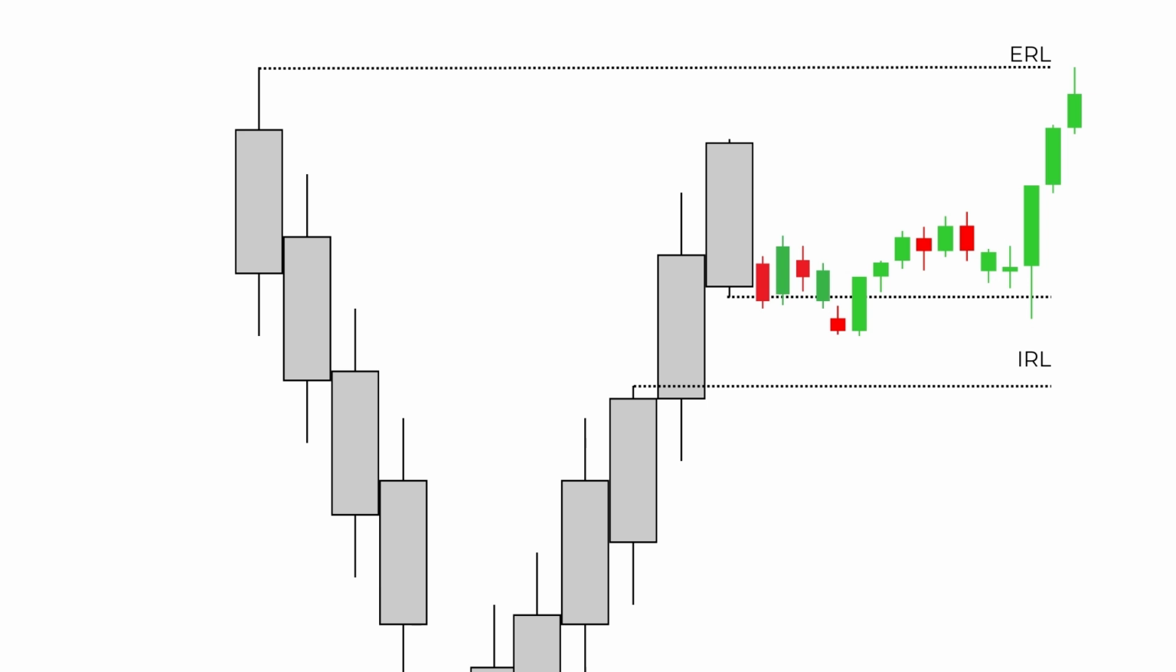We anticipate a price movement like this. We position ourselves inside the red circle and we target 2 to 3 R, then that's enough. We don't need to target the full range to the external range liquidity. We can target 2 to 3 R inside that range because that's very high probability.